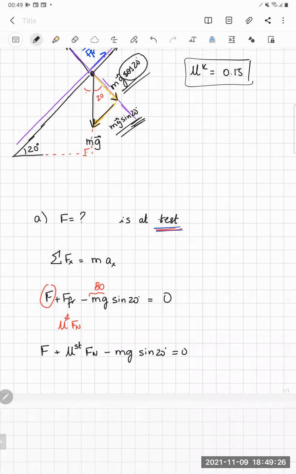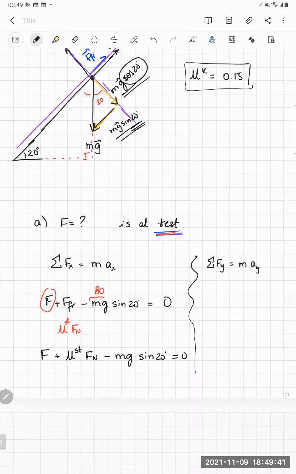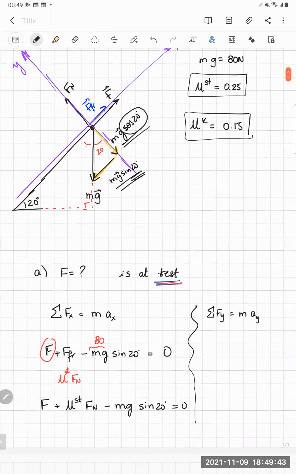Okay, this is looking good, but still I don't have what is Fn. To find Fn, I need to go to the equation in the y direction. Okay, so let me put the equation in the y direction here. Sum of all the forces in the y direction is equal to the mass and the acceleration in the y direction. What do we have in the y direction? We have normal force pointing up, so normal force is positive. What else do we have? Only the component of the gravitational force, only the component of the weight that is pointing in the y direction, pointing down, opposite to the direction of my frame.